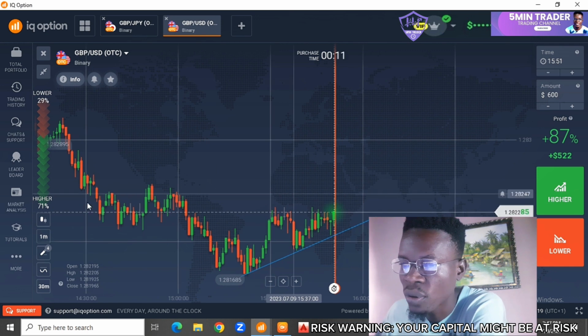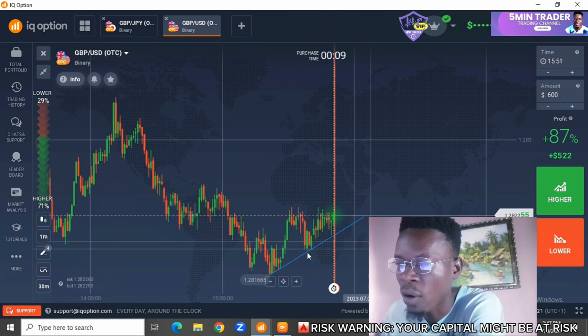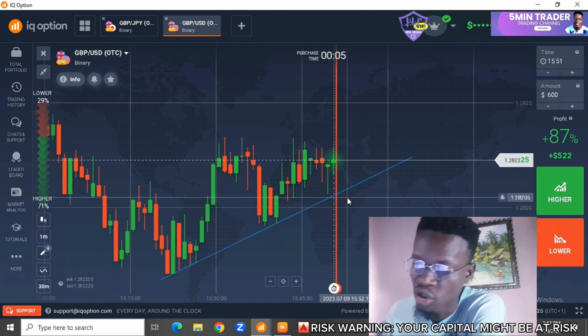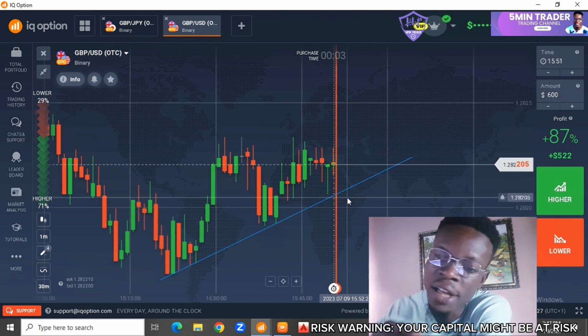So what we do with this trading setup is that we are going to wait for a breakout from this trend support level, and that will be our entry for this trade.